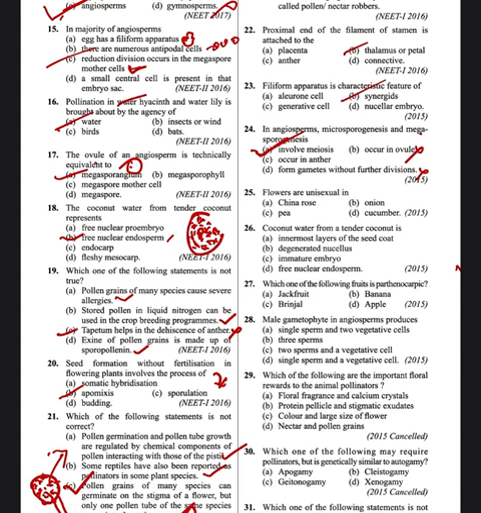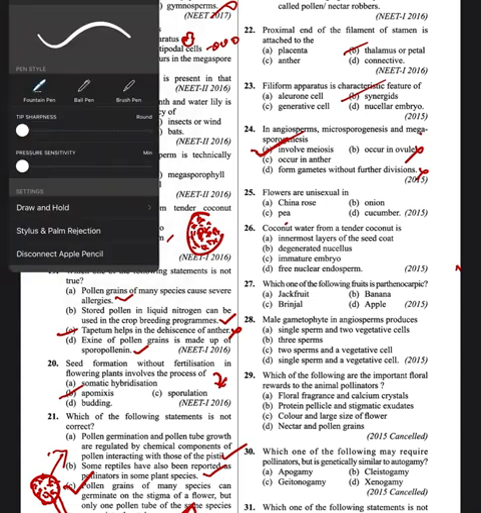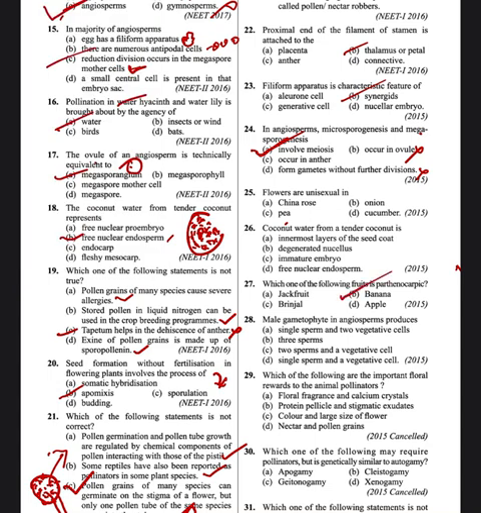The next one: which one of the following fruits is a parthenocarpic fruit? This is already explained, that is banana. Apple is a false fruit. Hence, the correct answer is banana. Here, the fertilization will not take place.